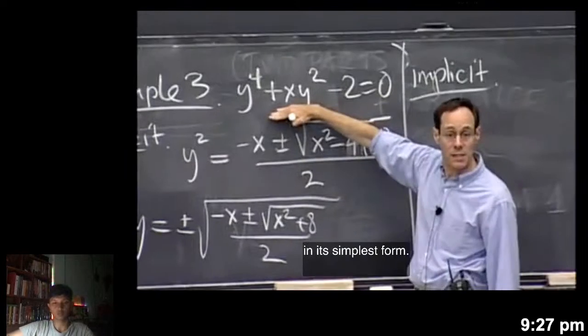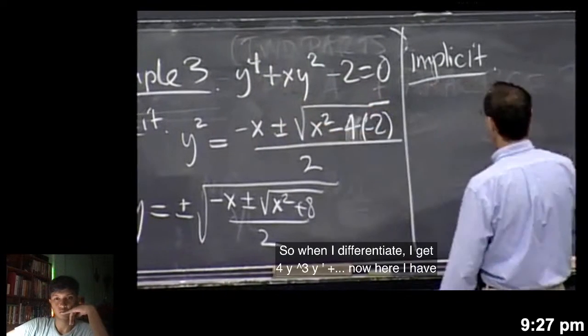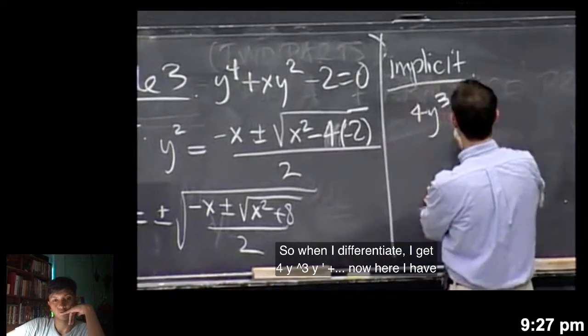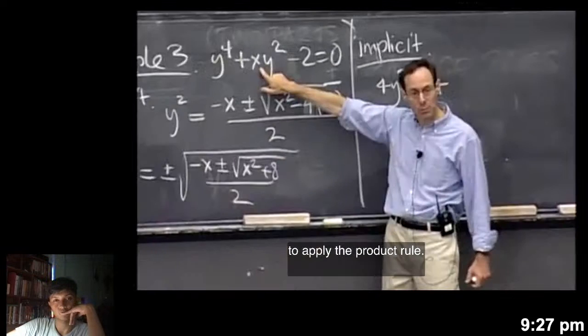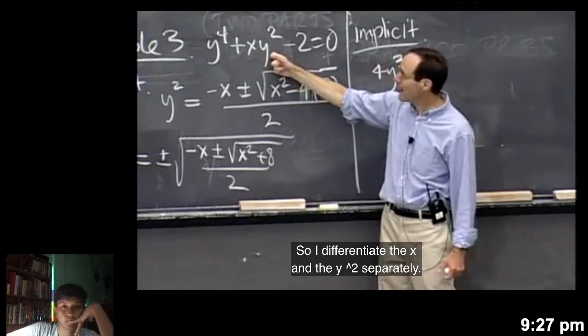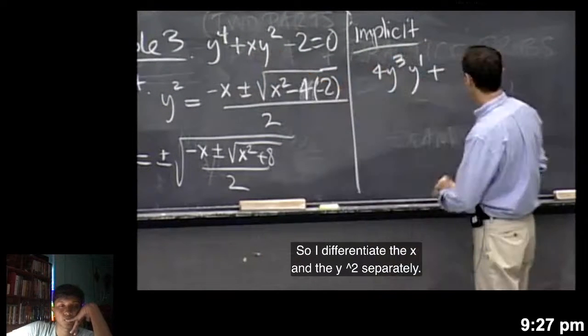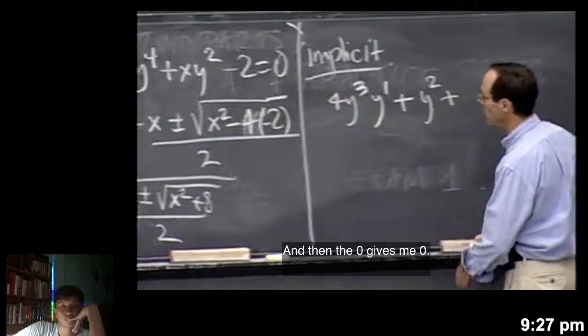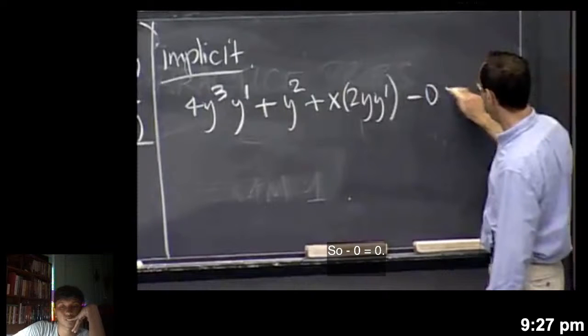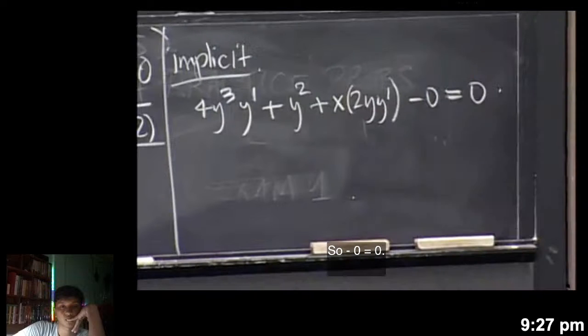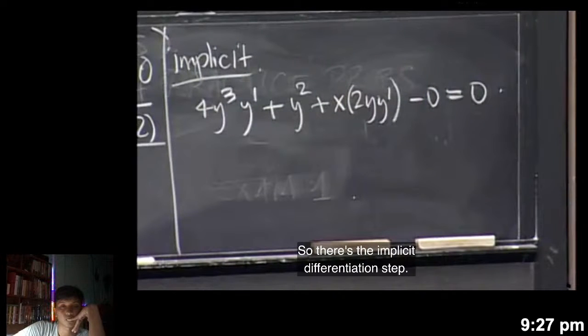So when I differentiate, I get 4y cubed y prime plus, now here I have to apply the product rule. So I differentiate the x and the y squared separately. First I differentiate with respect to x, so I get y squared. Then I differentiate with respect to the other factor, the y squared factor, and I get x times 2y y prime. And then the 0 gives me 0, so minus 0. All right, so there's the implicit differentiation step. I'm going to put the y squared on the other side.